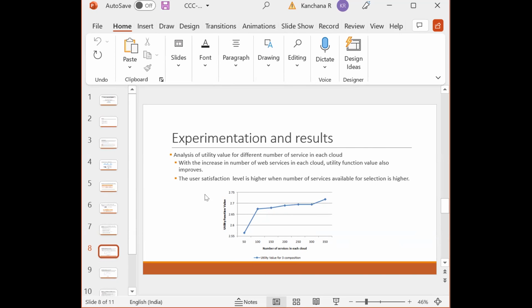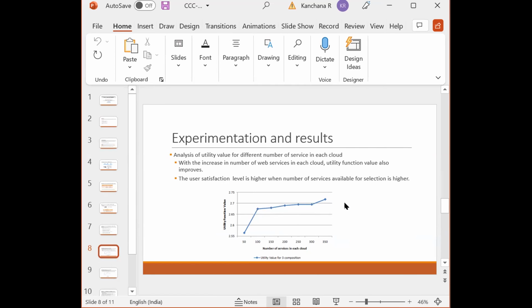And here we can see the user satisfaction level is higher when more number of services is available for selection. So the x-axis is number of services in each cloud. The more the number of services available for selection, then user satisfaction is more. That is what is observed.